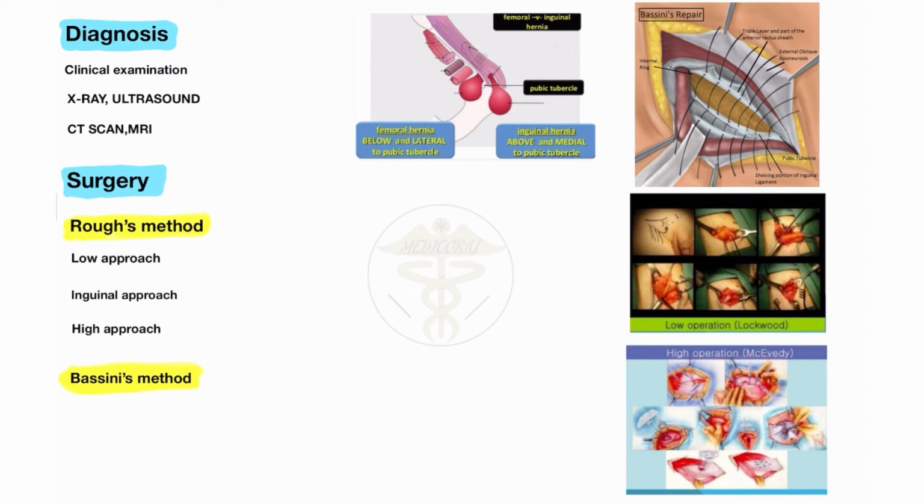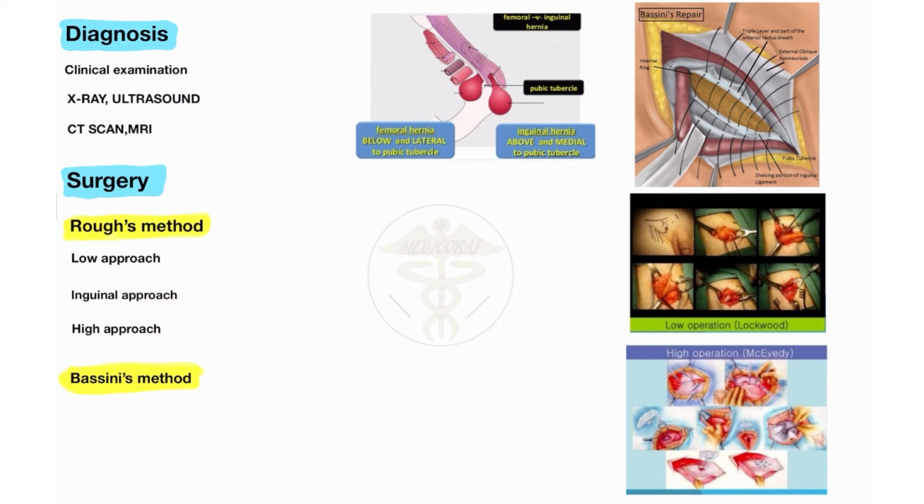Mostly there are two methods used for the treatment of femoral hernia. First is the Ropes method, second is the Bassini method. The Ropes method has approaches: the low approach, the inguinal approach and the high approach, the names differing by scientist.